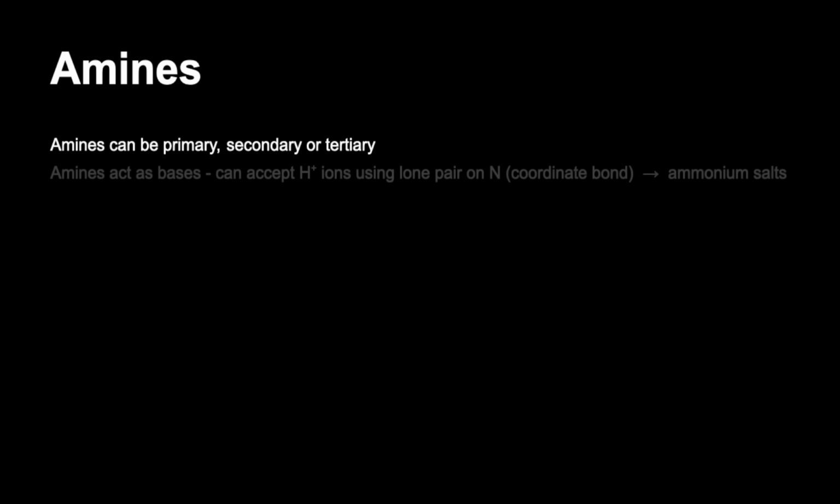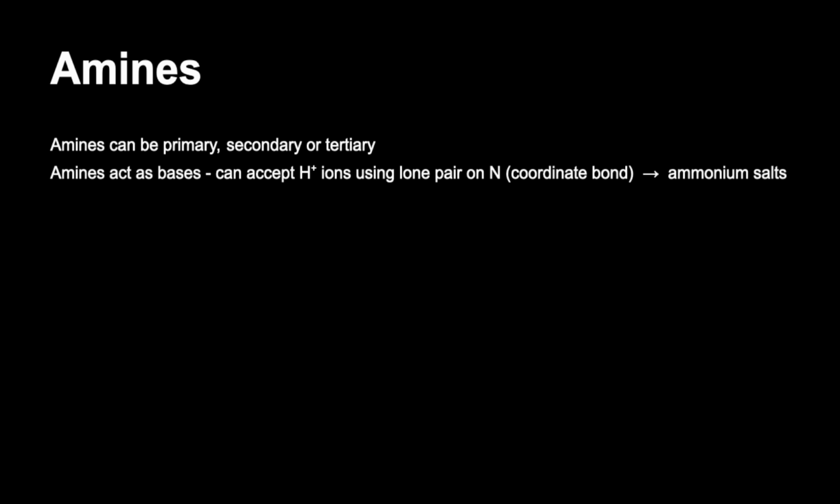We'll take a look at some nitrogen compounds now, followed by optical isomerism. So starting with amines. Amines can be primary, secondary or tertiary. Amines act as bases, so they accept H+ ions by using the lone pair on the nitrogen, and that's going to form a coordinate bond. The nitrogen's providing both electrons in the covalent bond with the H+ ion, and that generates ammonium salts.